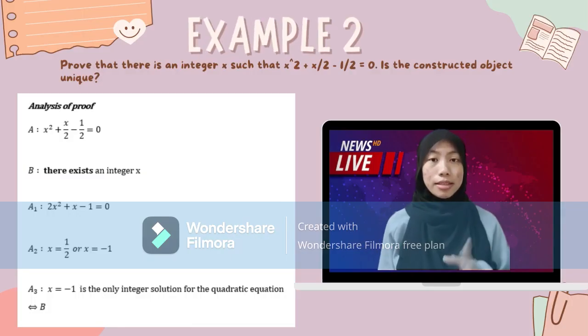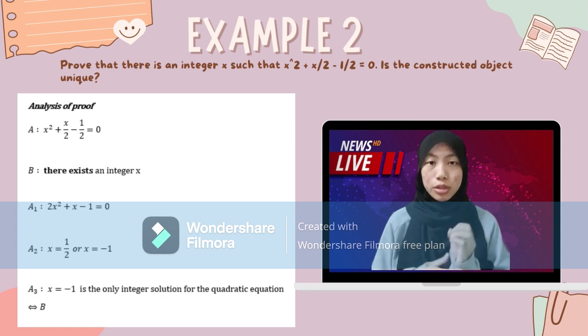Now let's move on to example 2. The question is: prove that there is an integer x such that x squared plus x over 2 minus 1 over 2 equals 0. Is the constructed object unique?